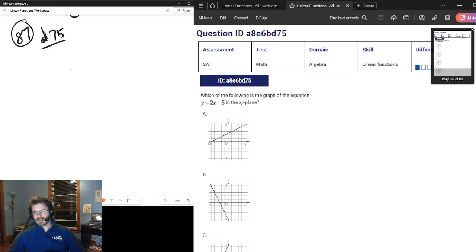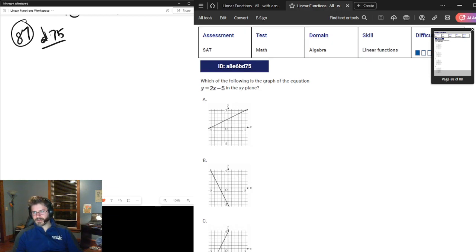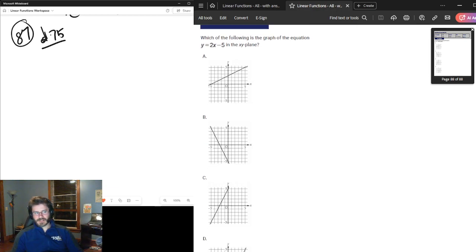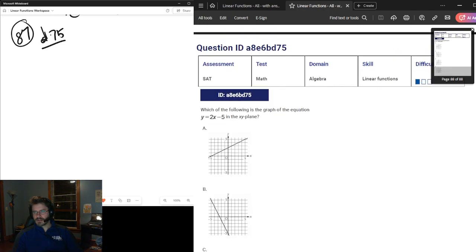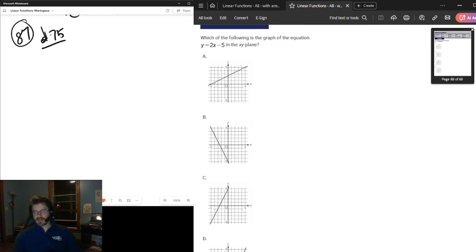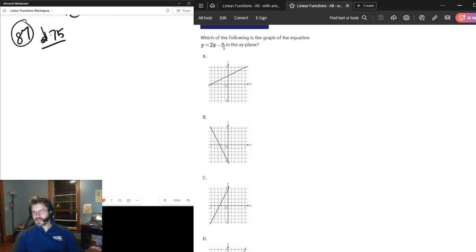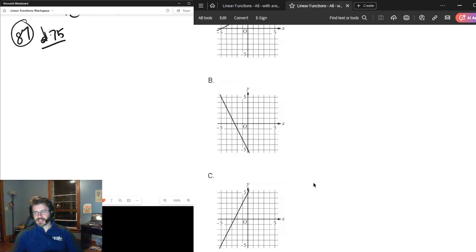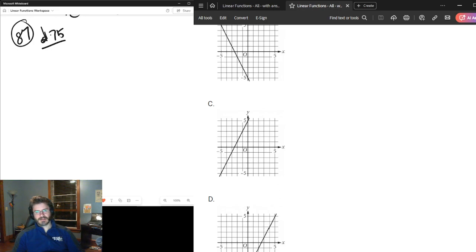D75. All right. And this time it's kind of weird. They're flipping it around. They give us the equation and they want us to find the graph. And this appears to be the last question. That's page 88 of 88. 2x minus 5, the slope is 2, so it's a positive slope. That gets rid of b. The slope intercept is negative 5. That gets rid of a. Gets rid of c. It must be d.